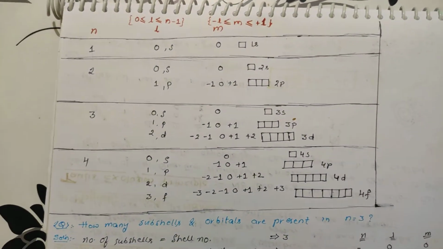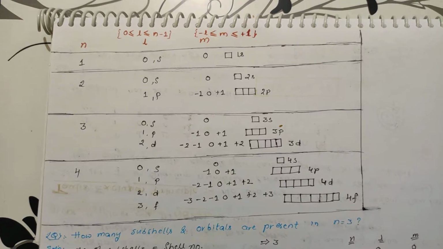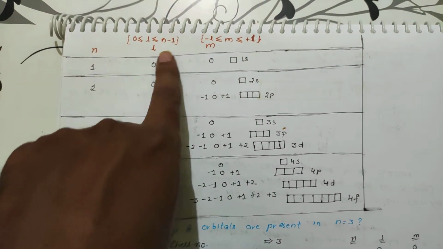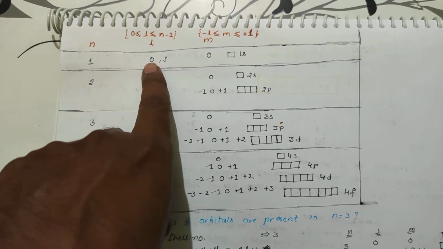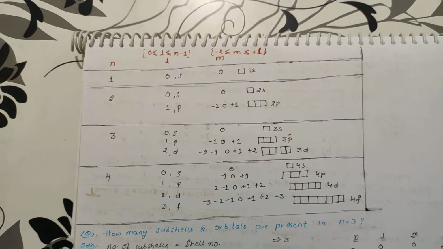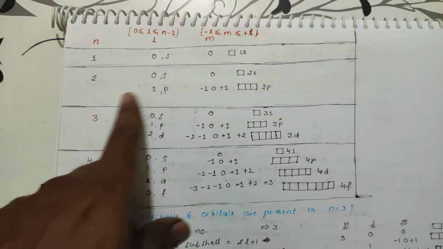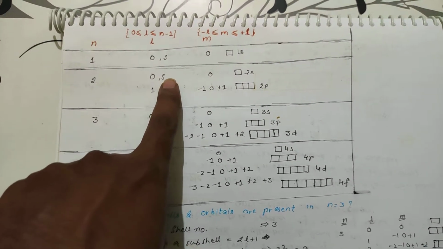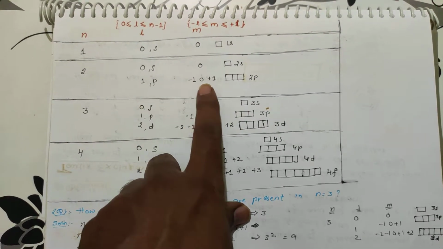See here, all the things are represented in a single way. For n equal to 1, the value of l lies between 0 to n minus 1. So in the first shell you will have only the s orbital, so l value is 0, and the m value is 0. This is 1s, having only one orbital. If n is 2, then 0 as well as 1 will be present, so 0 is s, 1 is p. The m value for 0 is 0 only. For 1, it is minus 1, 0, plus 1.